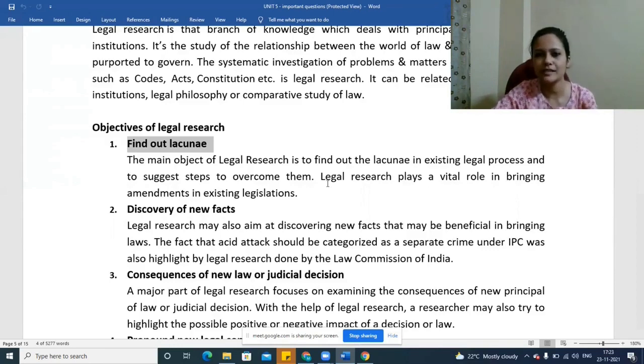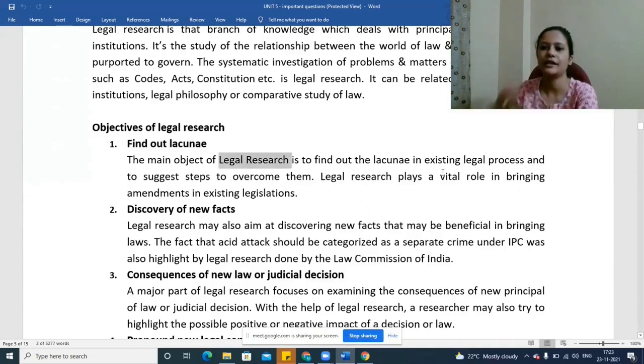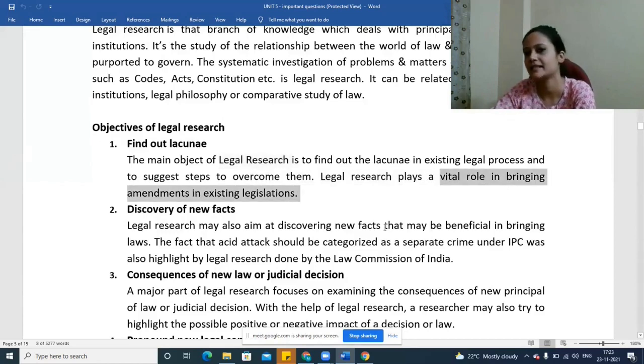Certain other bodies were established. That means legal research will try to find out what all problems are there in an existing law or in an existing process, and they will try to address that. It plays a vital role in bringing amendments in existing legislations. When we already have a legislation in place, it really helps us to understand what all things are missing there. And based on that, we can make the necessary changes as well.